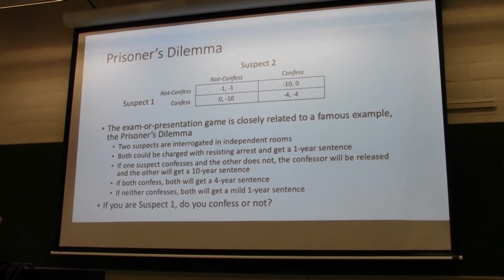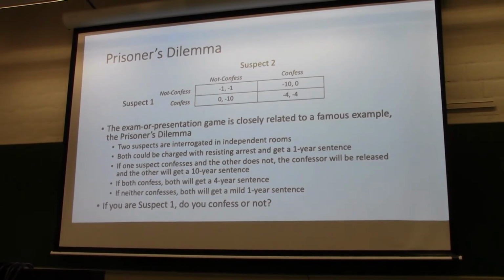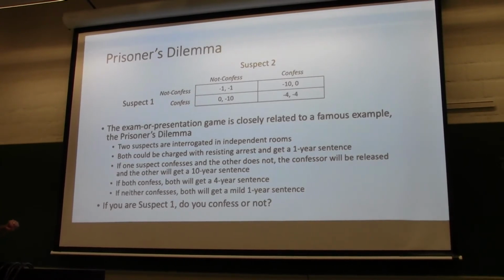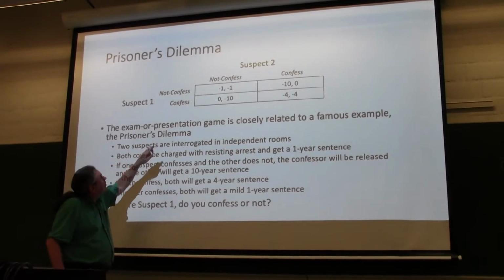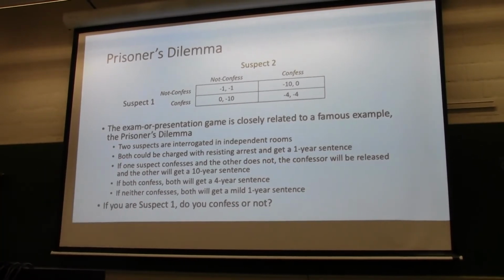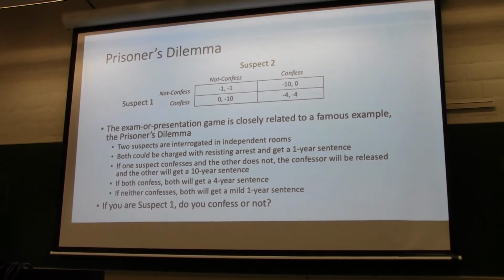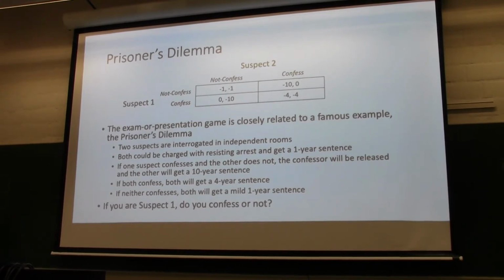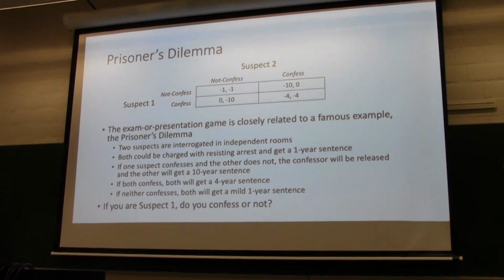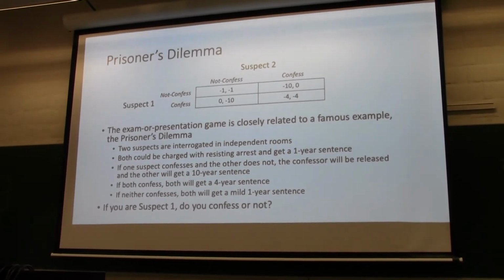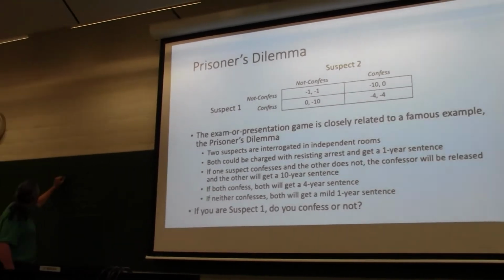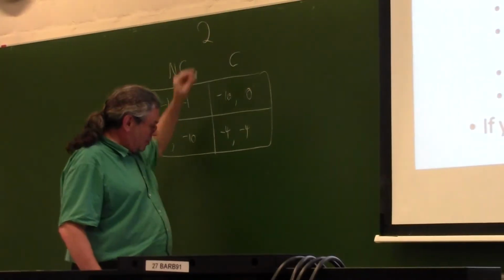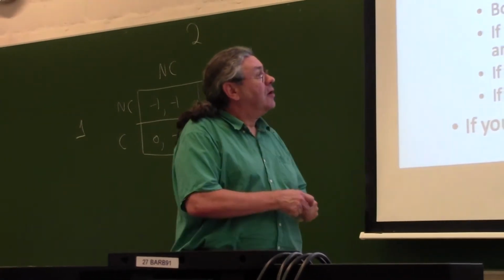Okay, so prisoner's dilemma. Everything's running now, no more technical problems. If you are suspect one, you confess or not. Well, you can figure it out from here, but let me write it down so we can see it. This table is very important. So 0, minus 10, minus 10, 0. This is confess, not confess. This is not confess, confess. This is number 1, this is number 2. So we can reason about this.